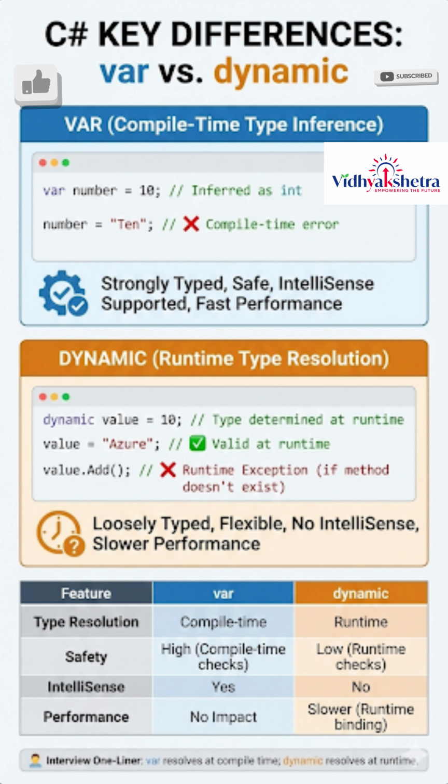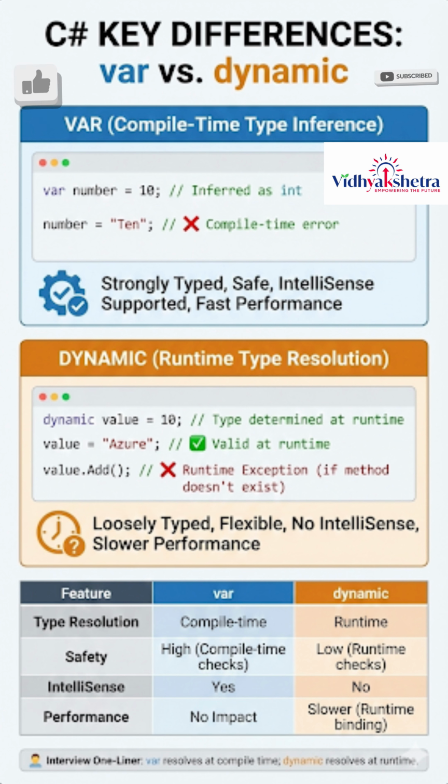Strongly typed and safe, because the type is known at compile time, var is safe and reliable. You get full IntelliSense support, and if you make a mistake, the compiler catches it before the application runs. This makes var ideal for enterprise applications, LINQ queries, and performance-critical systems.